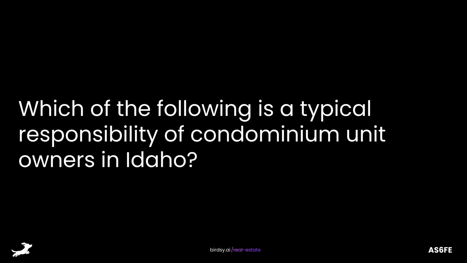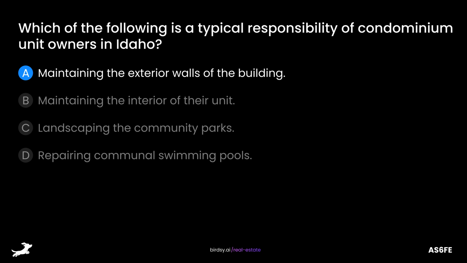Which of the following is a typical responsibility of condominium unit owners in Idaho? Is it A, maintaining the exterior walls of the building, B, maintaining the interior of their unit, C, landscaping the community parks, or D, repairing communal swimming pools? The answer is B, maintaining the interior of their unit.